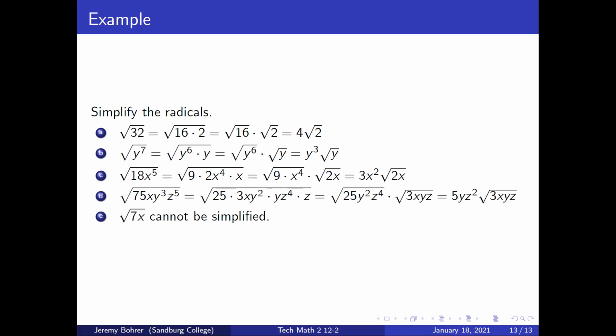Square root of 75xy cubed z to the 5th is the square root of 25 times 3 times x times y squared times y times z to the 4th times z, which is the square root of 25y squared z to the 4th times the square root of 3xyz. So that's 5yz squared times the square root of 3xyz. The square root of 7x cannot be simplified.